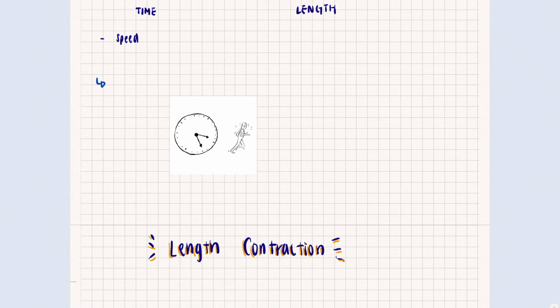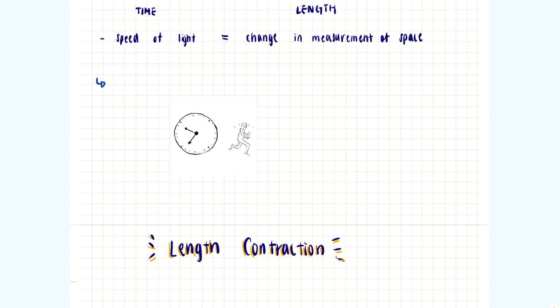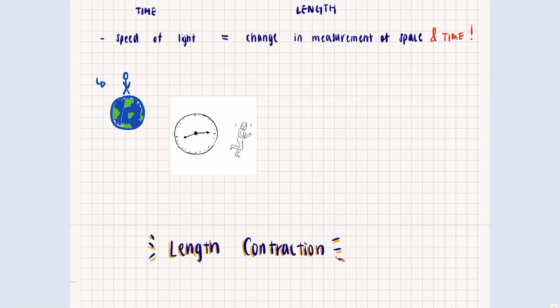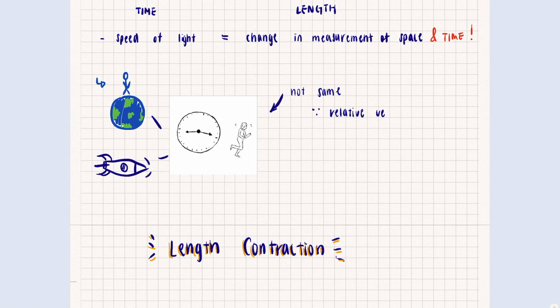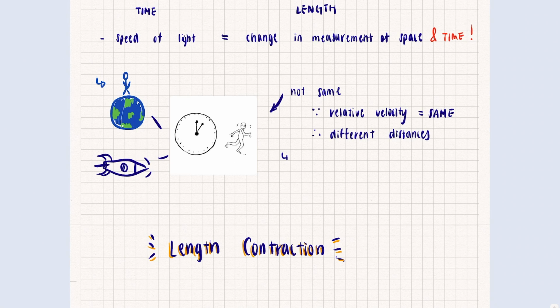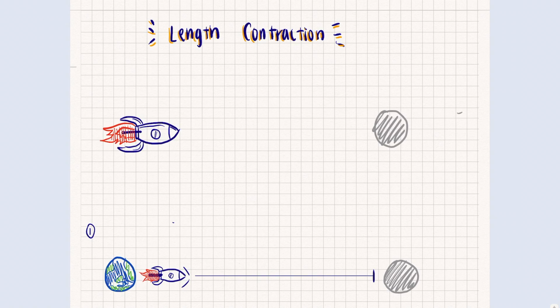Throughout this lesson, you will realize that when you approach the speed of light, the measurement of space changes, just like time. To further elaborate, if a person on Earth and a person on a spaceship in motion compare their spans of time for the same event, they must have different distances, since the relative velocity between them stays the same. In other words, the faster you go, the smaller an object appears to be. Therefore, the shorter the distance you perceive yourself to be traveling. This leads us into the ultimate phenomenon of the occurrence, length contraction.